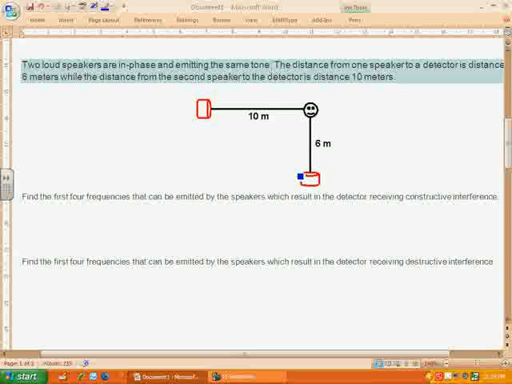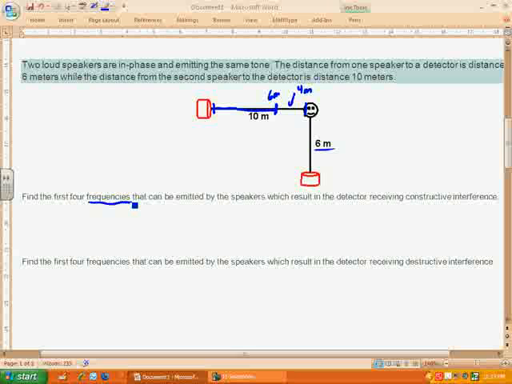So again, this one's quite different because the speakers are fixed now, right? So if I'm going to use the same idea, right? Go 6 meters, right? So there's the L. But this time, I don't have an x. I know how far this is. This right here is 4 meters. Okay, so what I'm going to do now is it's asking for the frequencies that will allow the detector to get constructive interference. So now I'm going to be changing the frequency, or changing the wave itself, to make sure that it fits in that 4 meters.